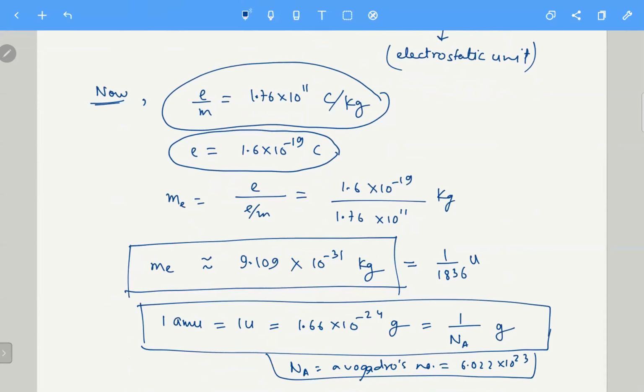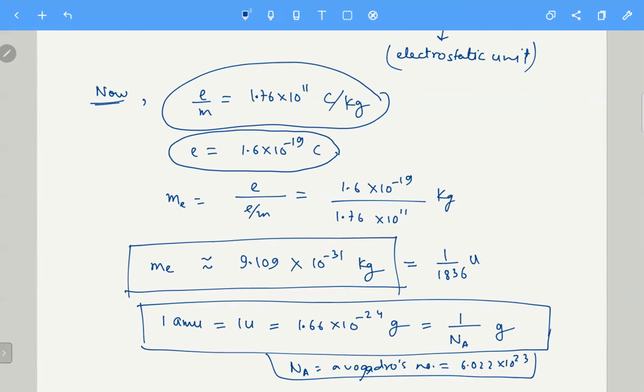And the same value in AMU is approximately 1 upon 1836 AMU or 1 upon 1836 U. U is the unit of atomic mass, which is equal to 1 upon Avogadro's number times gram. 1 upon Na grams is 1 AMU or 1 U. Approximately, the mass of an electron is 1 upon 1836 U, which is very, very small with respect to the mass of a proton or the mass of a neutron. We say that the electron has a zero relative mass, negligible with respect to the entire mass of an atom.